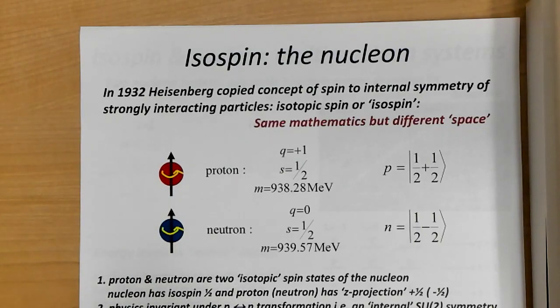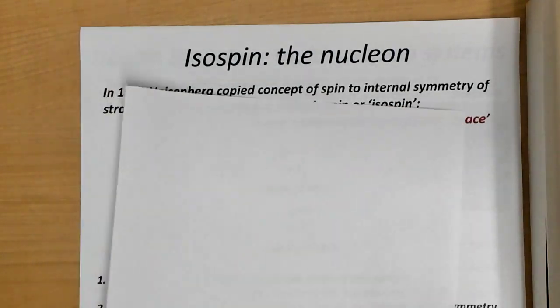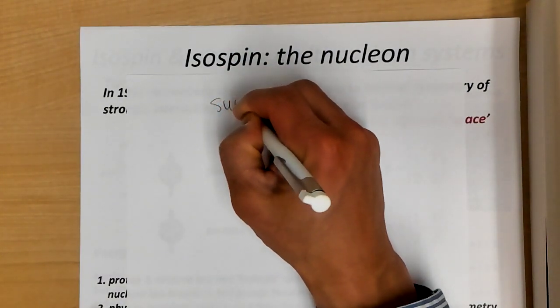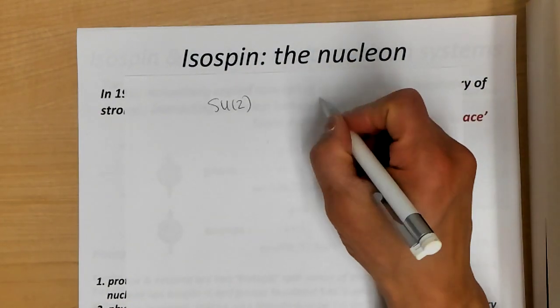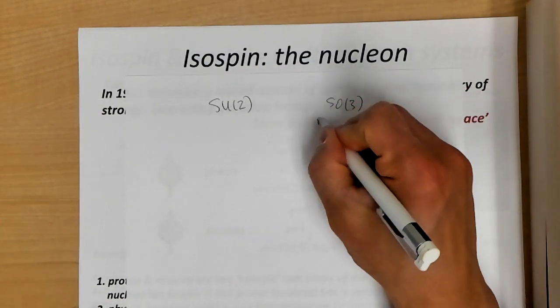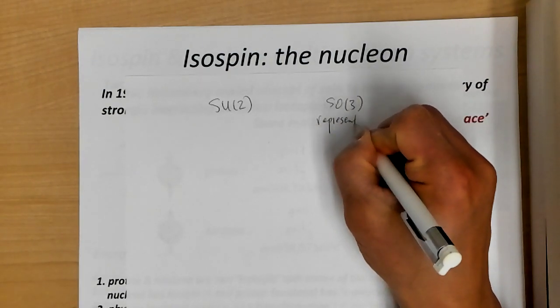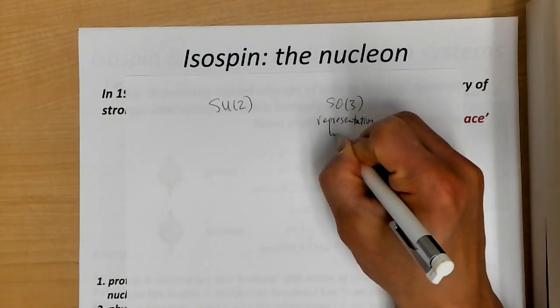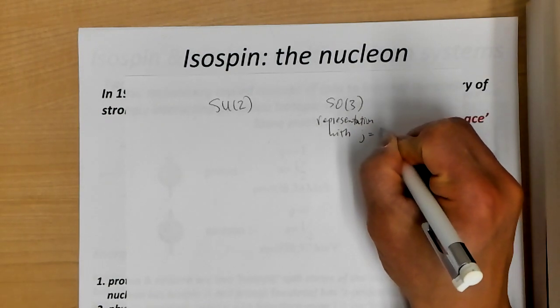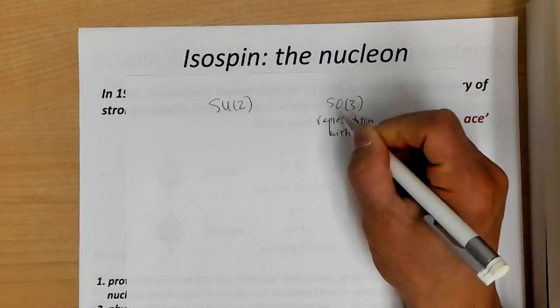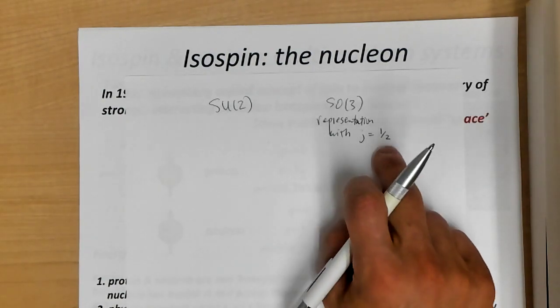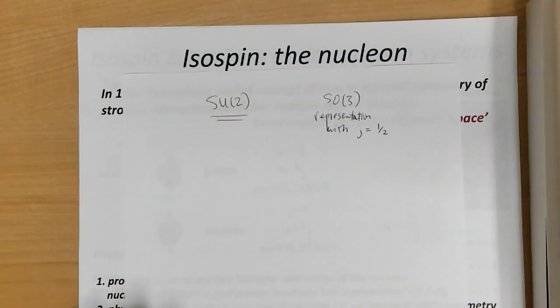So special, remember, means determinant equal to 1. Unitary means that the matrix U dagger is equal to U inverse. So these are 2 by 2 matrices. So let me write this out. So the SU2, that refers to, if you think about SO3, the representation with J equal to 1/2, that defines another group called SU2.